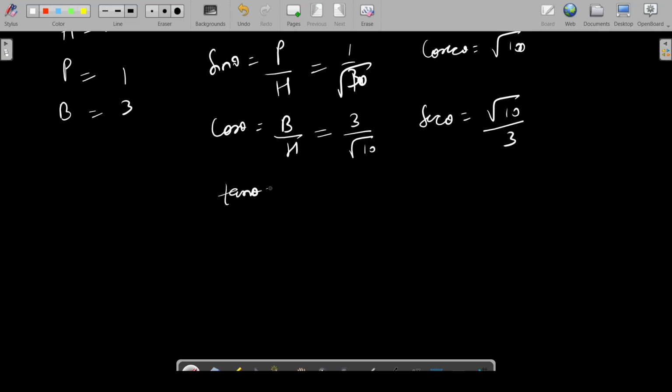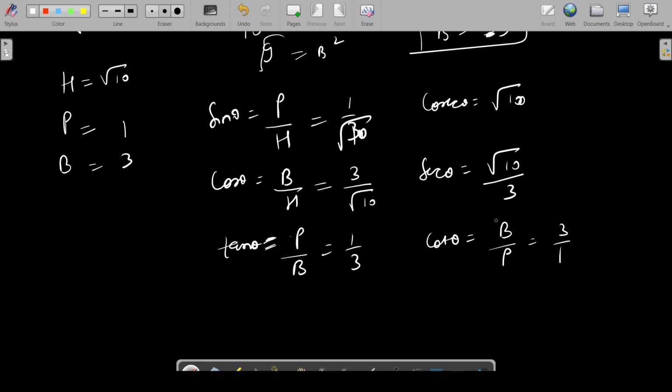Tan theta is perpendicular upon base, so 1 upon 3. Cot theta is base upon perpendicular, so 3 upon 1. So these are all the complete six trigonometric ratios.